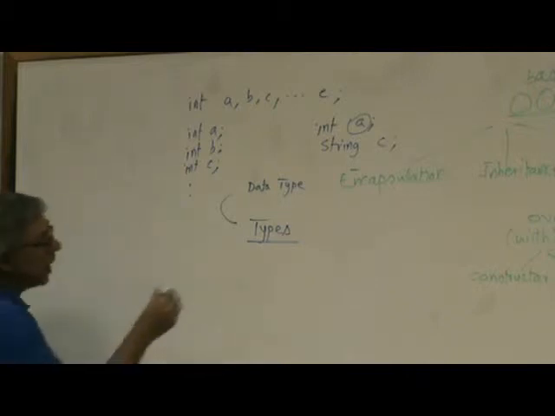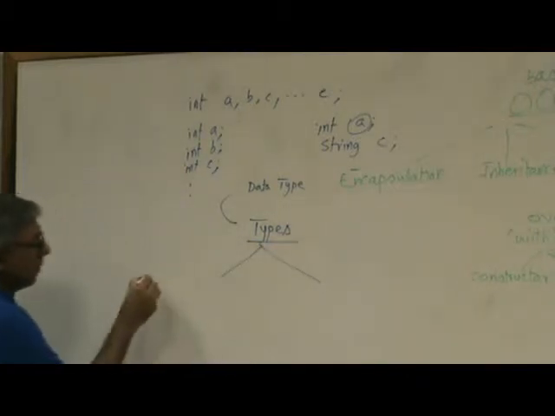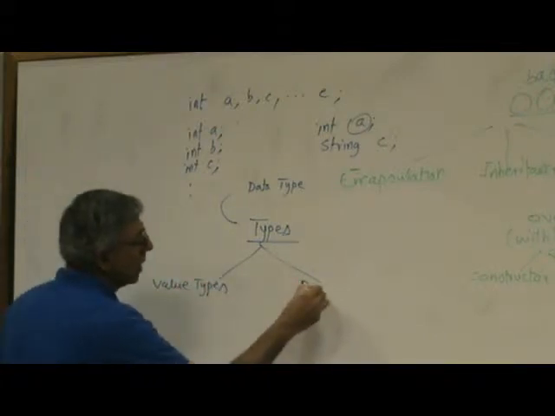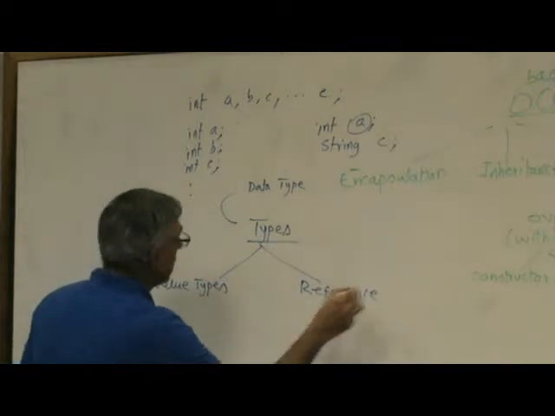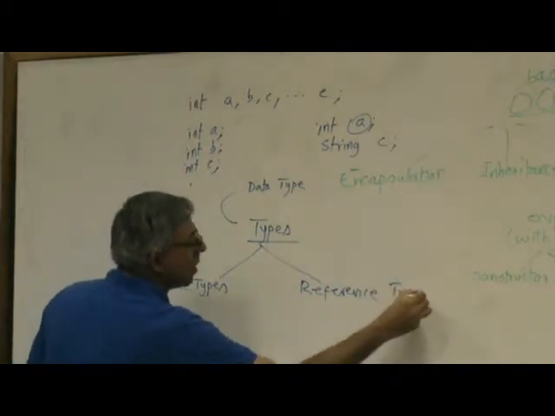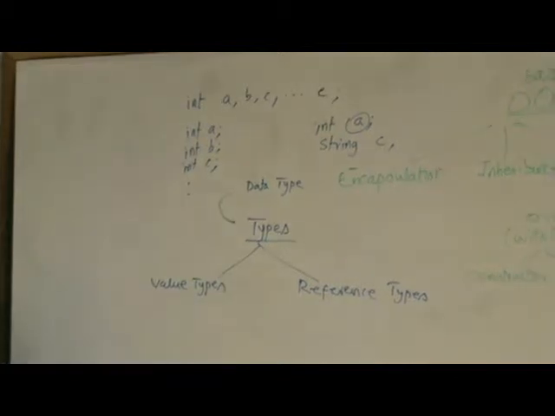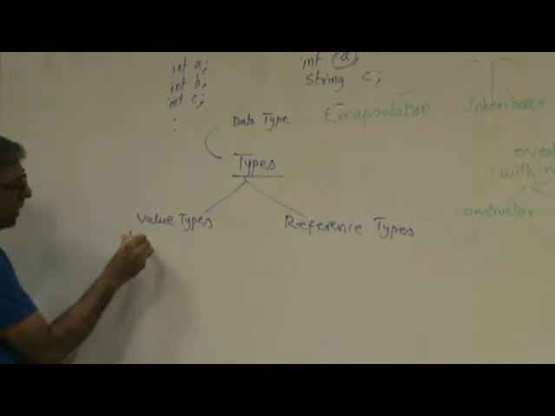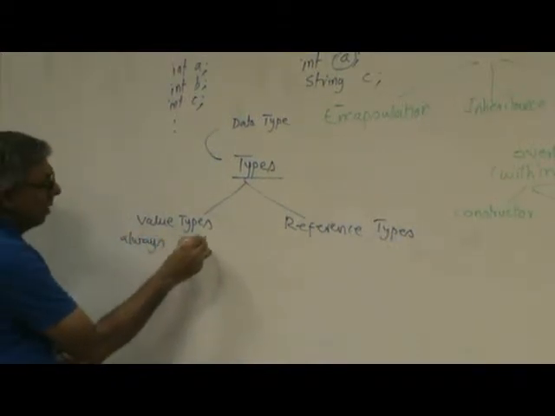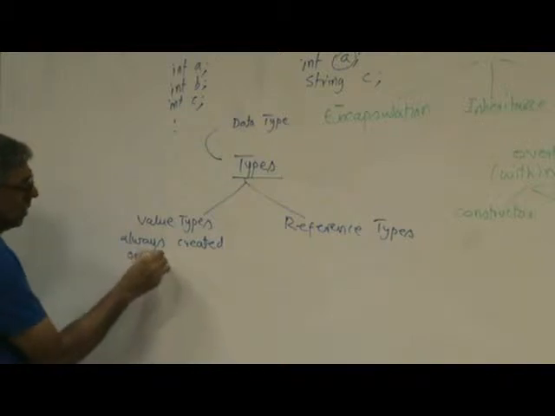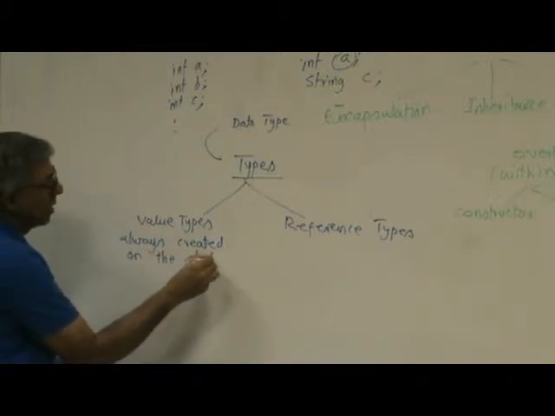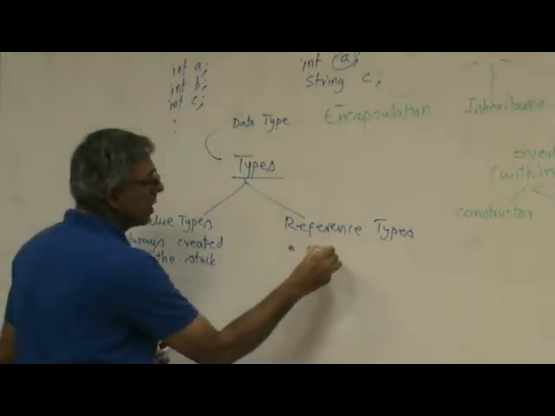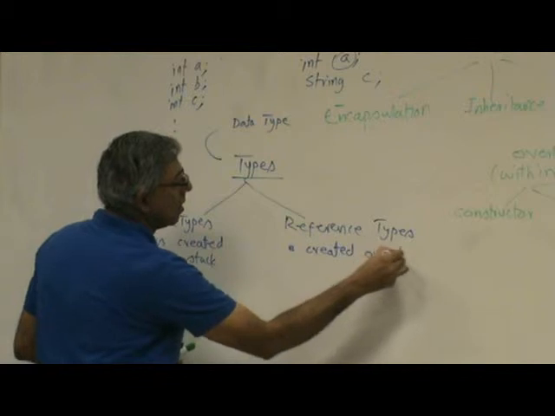So rather than every time calling it a data type, sometimes people just say types, okay? So types go in 2 categories. They go into what we call value types and reference types. Okay, what's the difference between a value type and a reference type? Value type is always created, if we need the memory for it, on the stack. So that's one difference. Reference type is created on the heap.